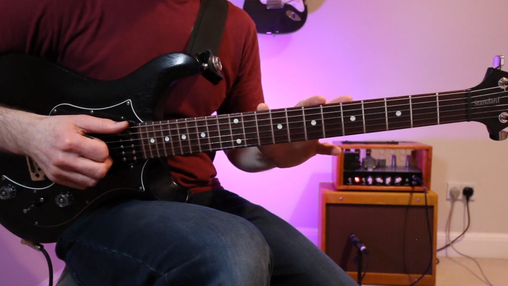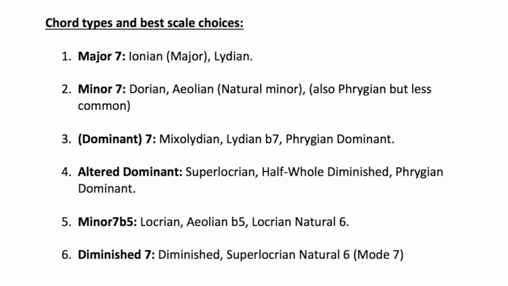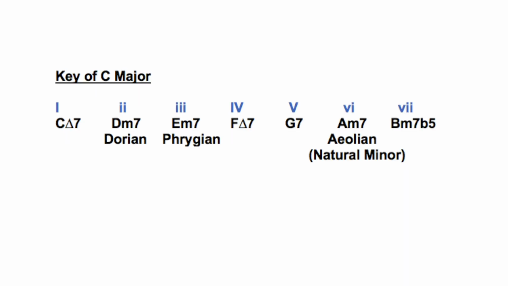Now let's look at minor 7 chords. A minor 7 chord can have the Dorian scale played over it, or Aeolian, also called natural minor, or Phrygian. Phrygian's less common, so we'll spend less time on it. Dorian is the 2nd mode of the major scale, so we use it when a chord is behaving as a 2 chord. Aeolian, or natural minor, is the 6th mode of the major scale, and so we use it when a minor 7 chord is behaving as a 6 chord.